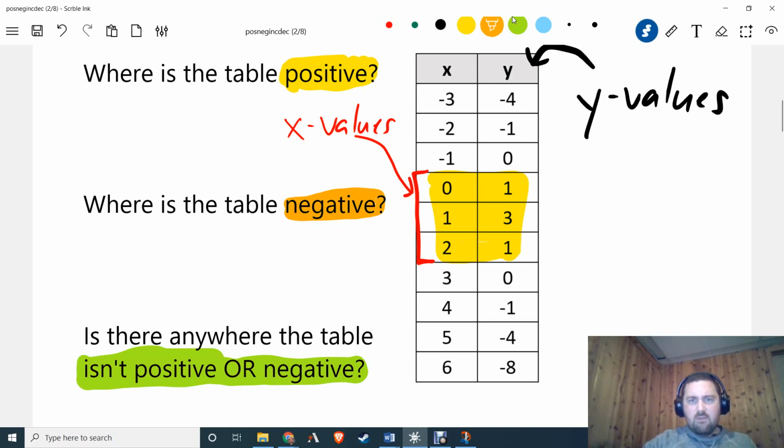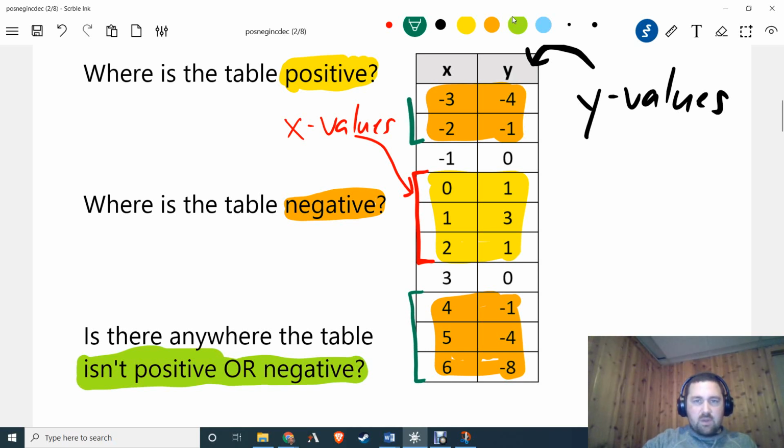And I do the same thing with negative. Where do we have negative y values? Well, here we have negative y values, and here we have negative y values. And so this is where the table is negative. Again, I would point to these x values and say this is where the table is negative, and that's where the table is negative. Notice I can have positive x values, but I still say the table is negative there, because when we ask where the table is positive or negative, we're looking at the y values.